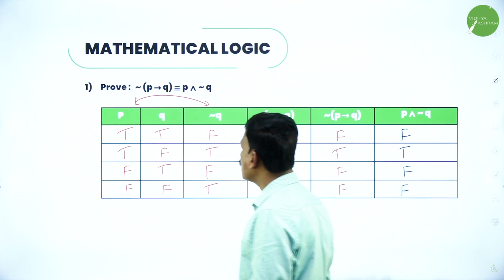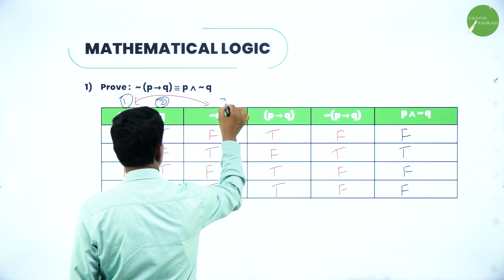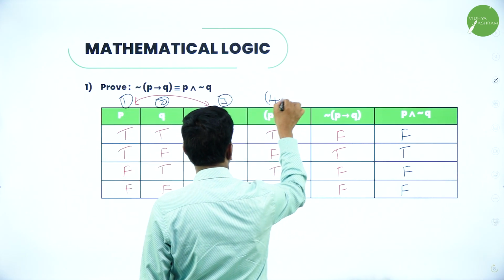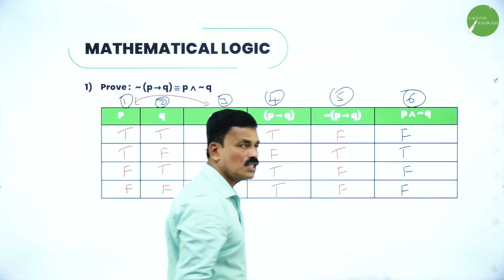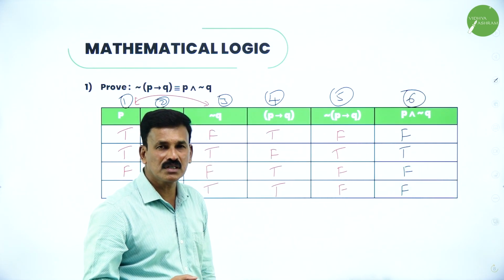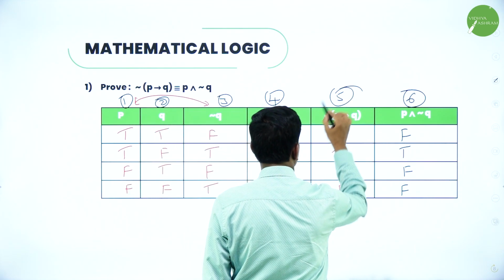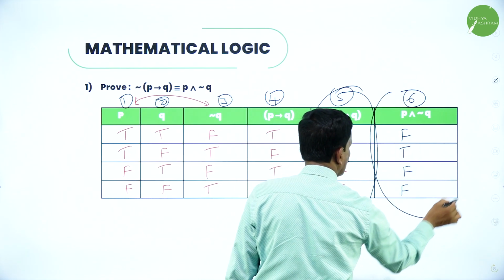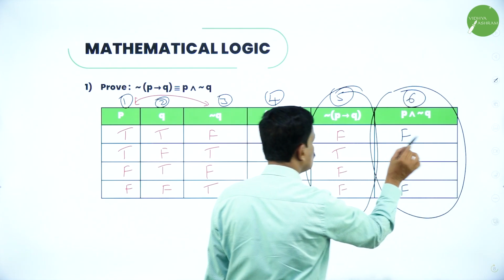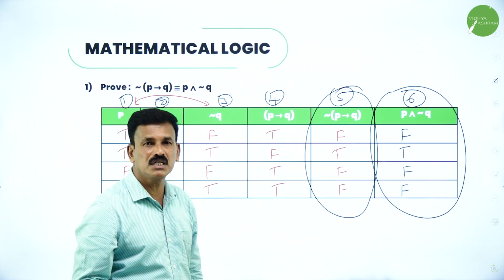See, just observe carefully. This is first column, second column, third column, fourth column, fifth column and sixth column. So if you observe carefully, column 5 and column 6 will have the same truth values. Column 5 has F, T, F, F. Column 6 has F, T, F, F. These two columns are same. That means these two statements are logically equivalent.